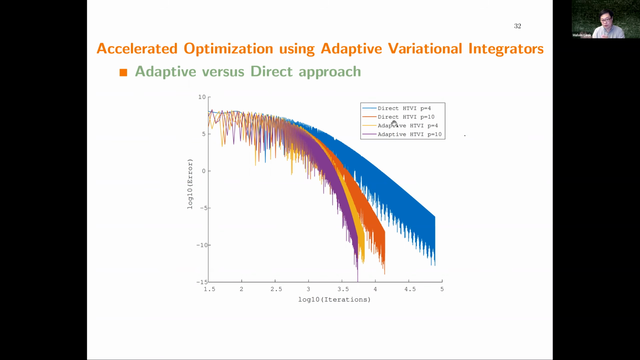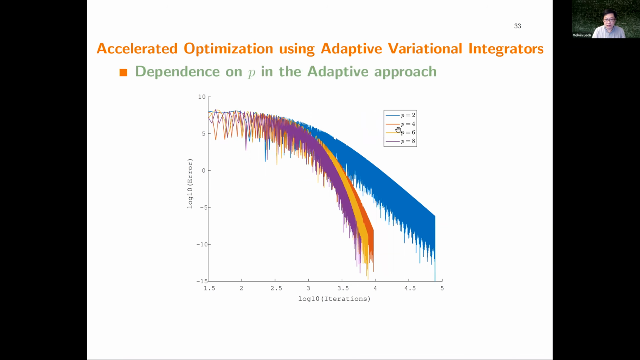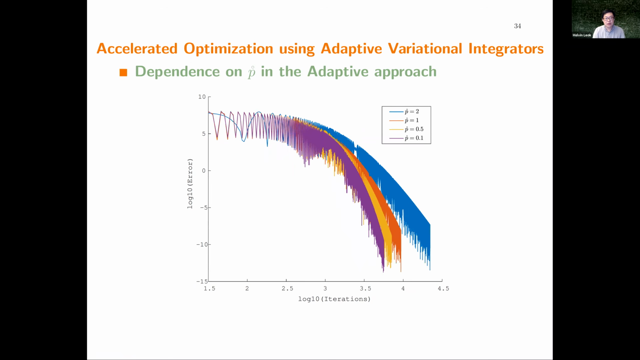But when you do this adaptive scheme where you do this time rescaling as well, instead of just this uniform copy of time, then you actually have a faster rate of convergence. So adaptivity seems to play an interesting role here. And this is the dependence on P in the adaptive approach. As you increase the P, again, you have a faster rate of convergence, which is consistent with what you expect from the continuous analysis. And P0 is the one which you're rescaling to. So you want P0 to be small. And when P0 is small, it seems to do a better job.